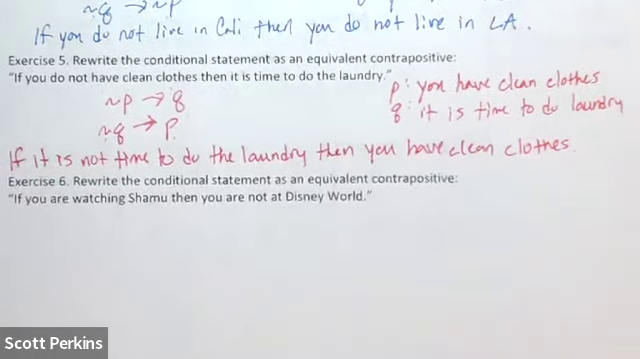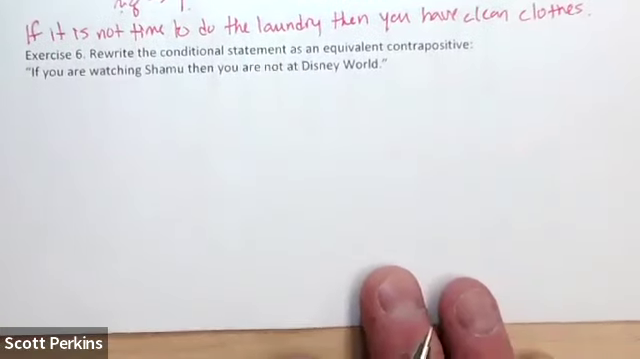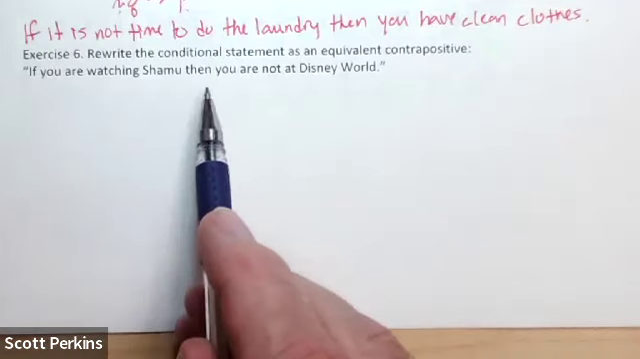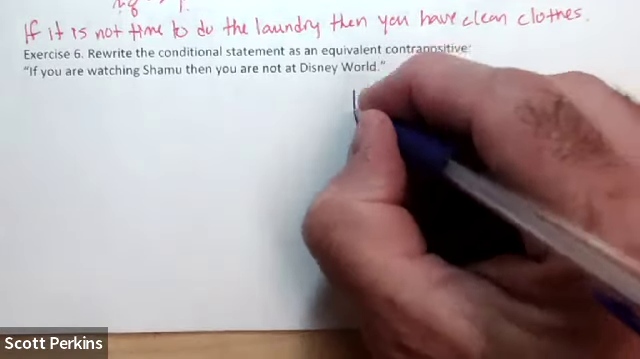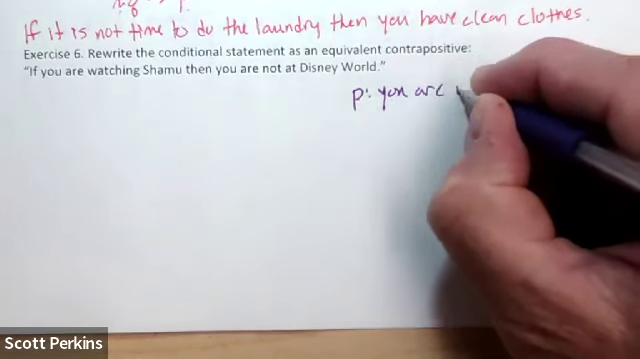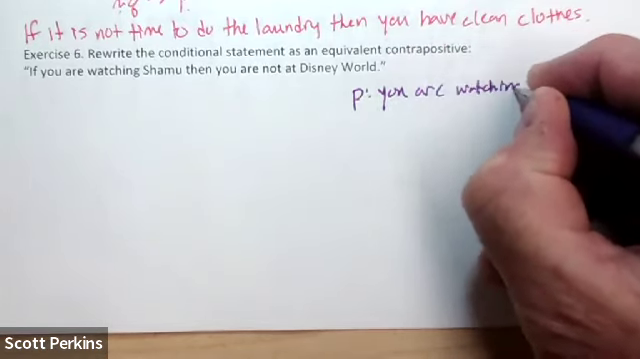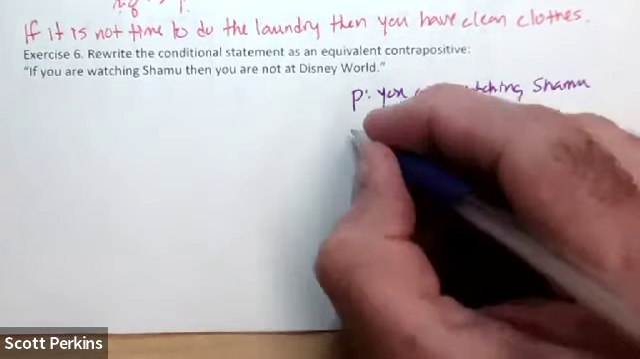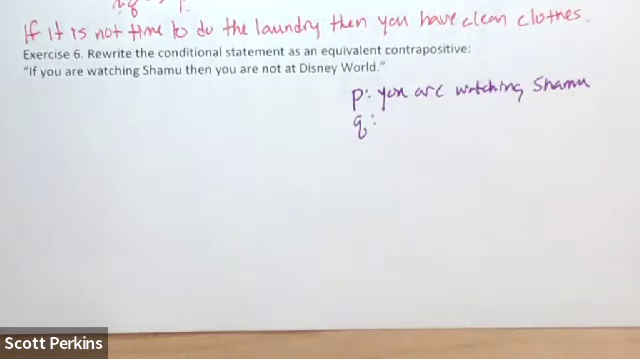All right, one final problem. Okay, push pause, do this one more, give it a little practice, and then we will be done with this section. So this final problem says, if you are watching Shamu, then you are not at Disney World. So P is you are watching Shamu. And Q, remember, we always define our simple statements positively.